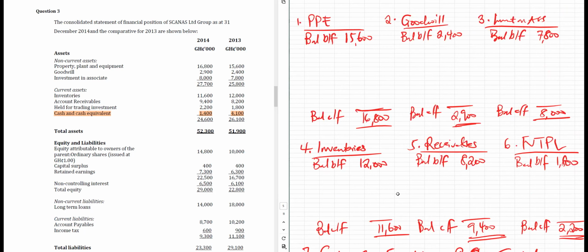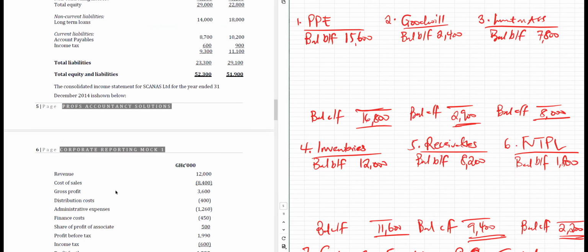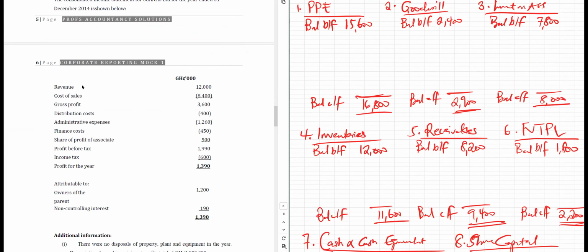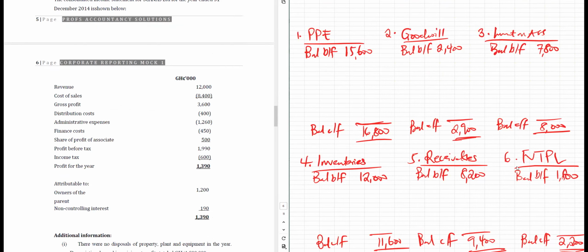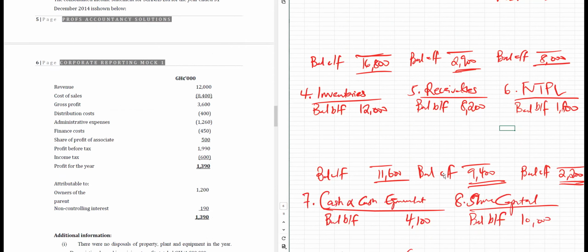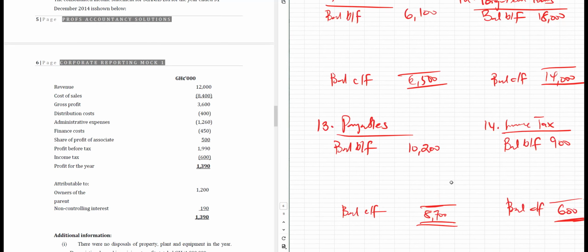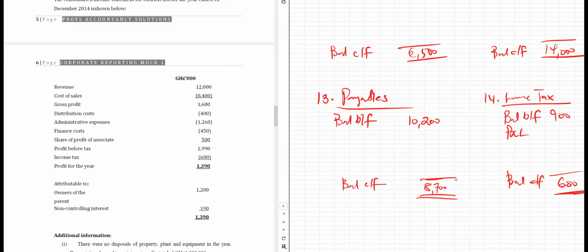So now, is there anything on the P&L that relates to each of these accounts in some way? Revenue, cost of sales, distribution cost, finance cost, share of associate profit. Do we have an associate account in our question? Yes. So in the P&L, share of associate profit was 500. Income tax: do we have income tax in there? Yes. In the P&L, income tax was 600.